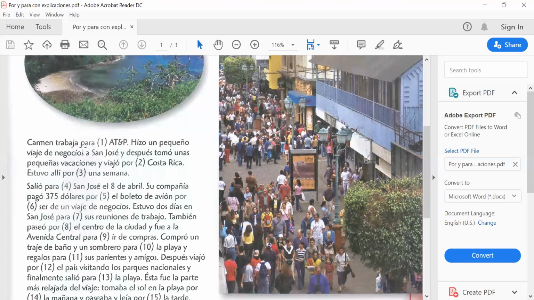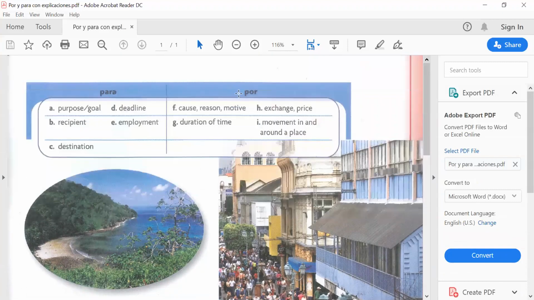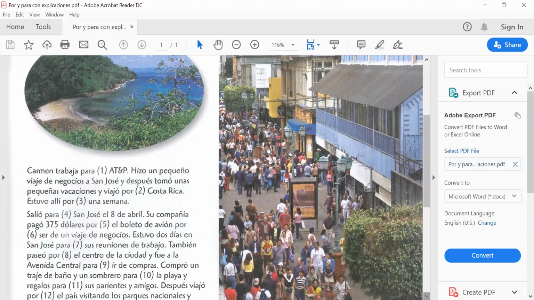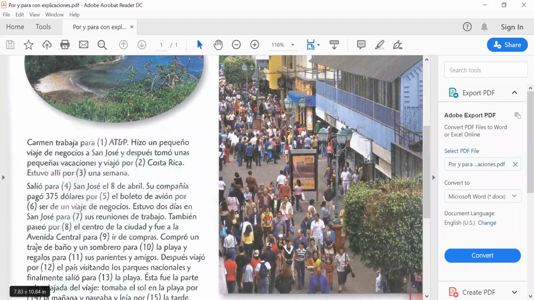We already have the para filled in there, and we know that the reason for which para is the correct, let's call it, if it were a fill in the blank, the correct blank between por and para, why para is correct on that one, was for the reason of employment. And we can see employment up here under para. So yes, in that example, para does mean for. Carmen works for AT&P, but not just for trying to fifty-fifty guess between por and para, but we know that the reason why is because that is her place of employment.